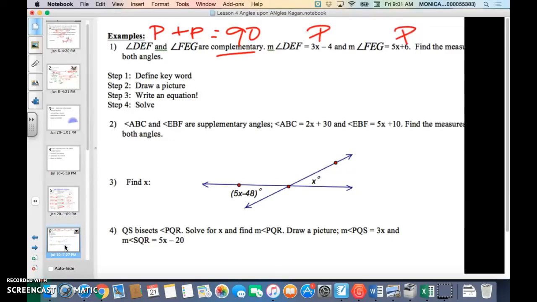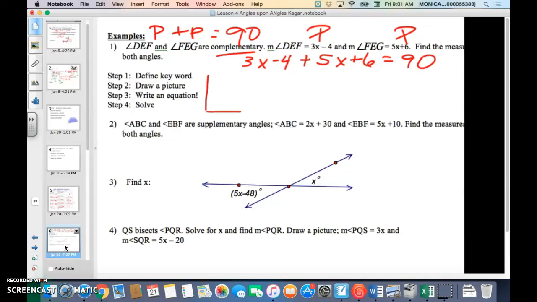And I want to find the measure of both angles. Well, I'm just going to do 3x minus 4 plus 5x plus 6 equals 90. And now you should just see a simple algebra problem. All right. If you want, you could also draw a picture.